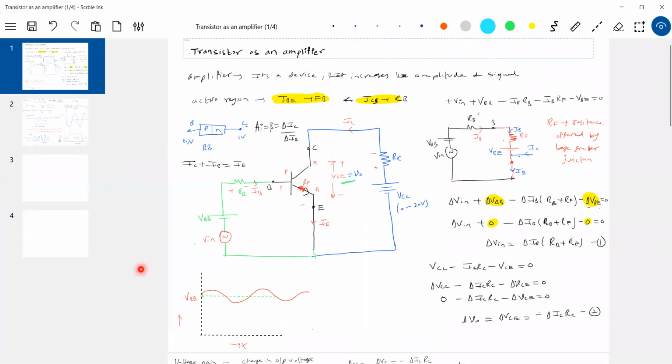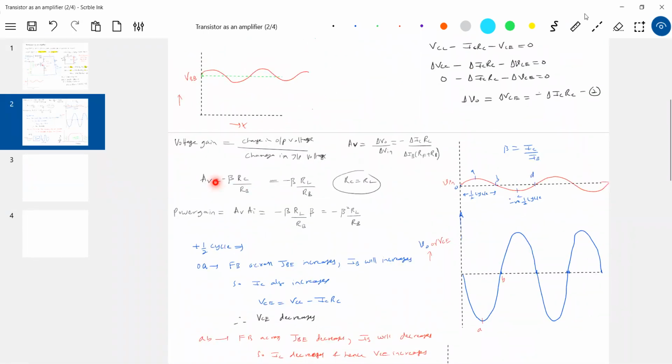Then to have more gain, the gain should be more, no? So tell me what I should do. Beta should be more. For beta to be more, IB should be less. For IB to be less, what happens? The base should be lightly doped and the collector moderately doped, which means the collector base junction should penetrate more into the base, no? Because the base will become thin, then IB will become less, beta will be more. So therefore, the width of the collector base junction should be more than the width of the base emitter junction. Then only beta will be more.